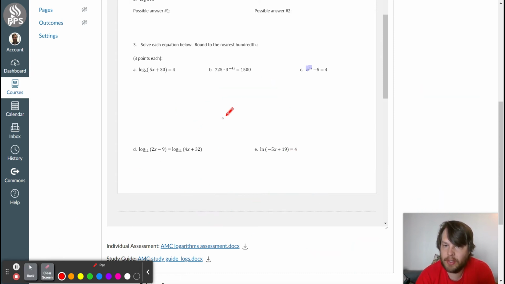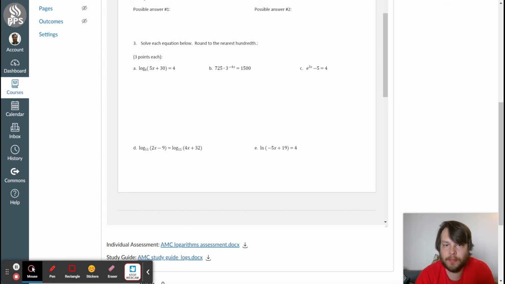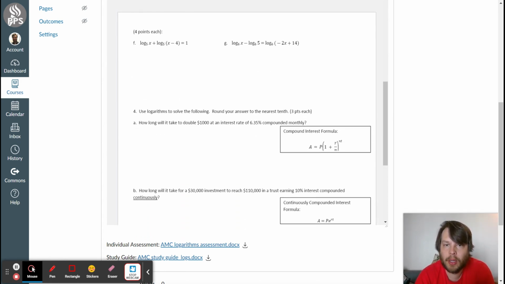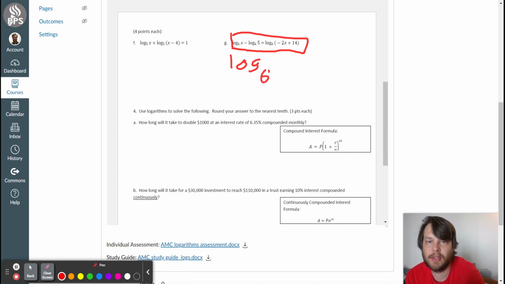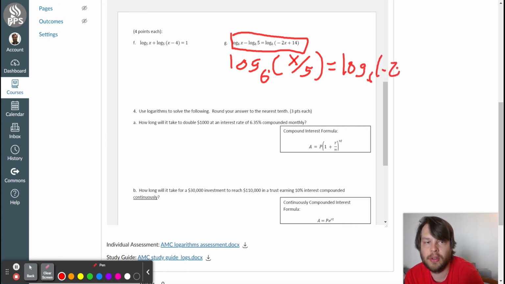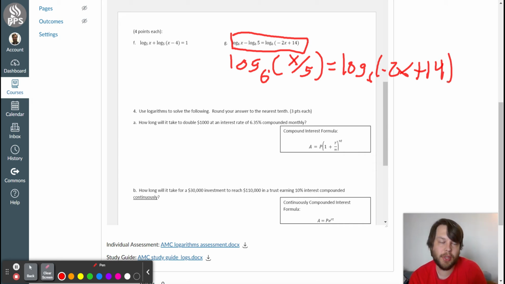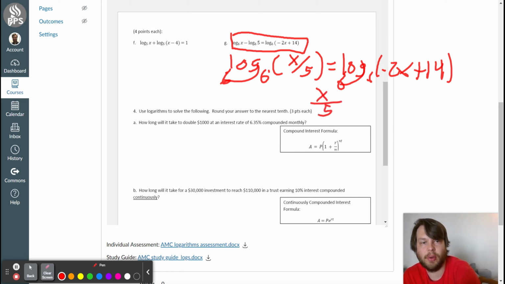Okay, we'll just do a couple more problems with this video here. When I look at these ones, they're a little bit more challenging. You're going to have to use one of the log properties to solve them. So like equation G, I see subtraction on the left side, and subtraction can be transformed into division. So you have log base 6 of x divided by 5 equals log base 6 of negative 2x plus 14. Because they're both log base 6s, you use an exponent with a base of 6 to invert and cancel it out. And then you have just a regular linear equation, x divided by 5 equals negative 2x plus 14.